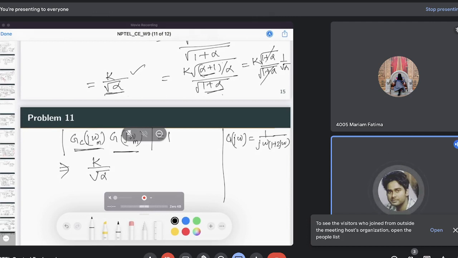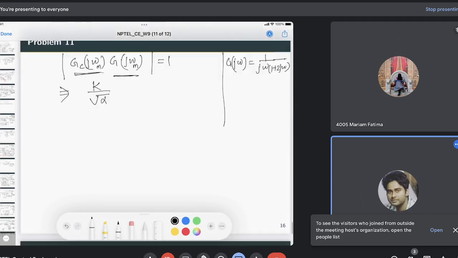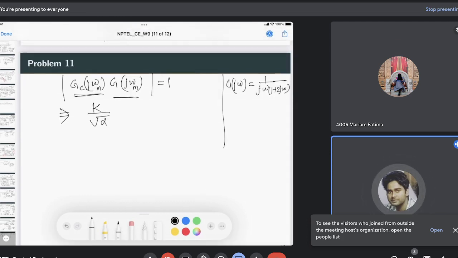So this is the transfer function, right? Then we compute the magnitude of that. So what is the magnitude? It is simply 1 by, in place of omega we are taking omega m, so it is omega m times the square root of 1 plus 4 omega m square. So this is the magnitude of this transfer function. So the magnitude of this, multiplied by the compensator gain, should be equal to 1.